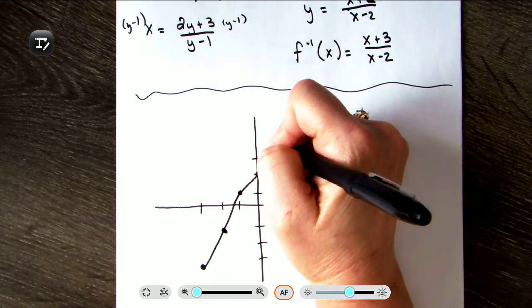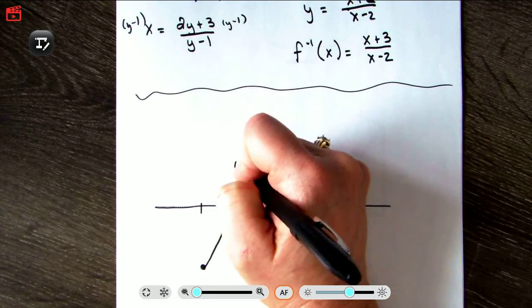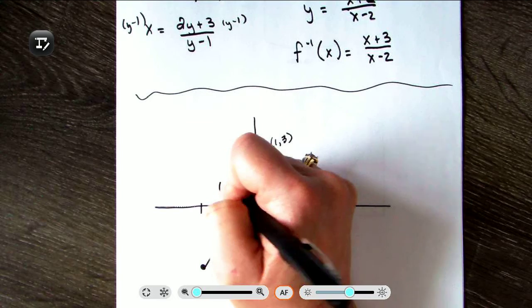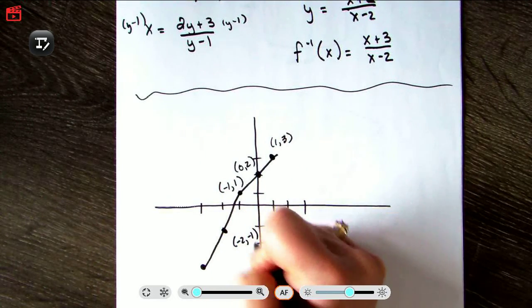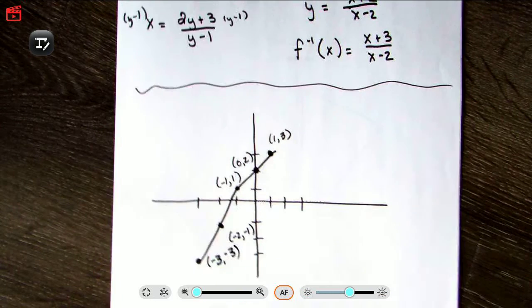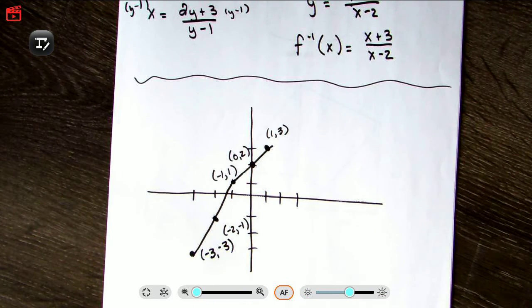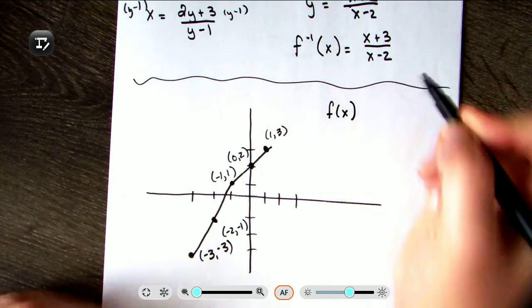Okay, so I'm going to label these points so we can see what they are. This is 1, 3, 0, 2, negative 1, 1, negative 2, negative 1, and negative 3, negative 3. Okay, and I'm going to get a different color so that we can see them. And so this is my function f. So this is f of x.